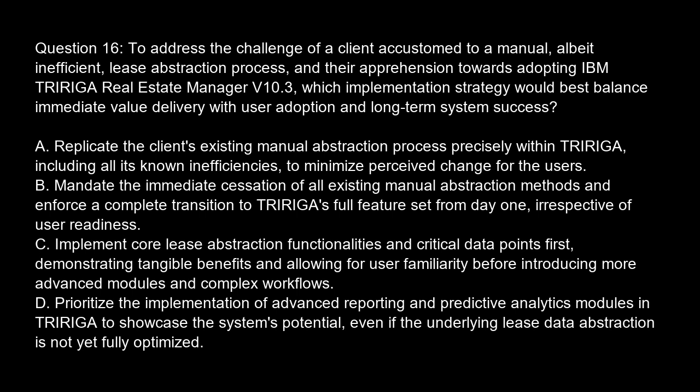Option B. Mandate the immediate cessation of all existing manual abstraction methods and enforce a complete transition to TRIRIGA full feature set from day one, irrespective of user readiness. Option C. Implement core lease abstraction functionalities and critical data points first, demonstrating tangible benefits and allowing for user familiarity before introducing more advanced modules and complex workflows. Option D. Prioritize the implementation of advanced reporting and predictive analytics modules in TRIRIGA to showcase the system's potential, even if the underlying lease data abstraction is not yet fully optimized.